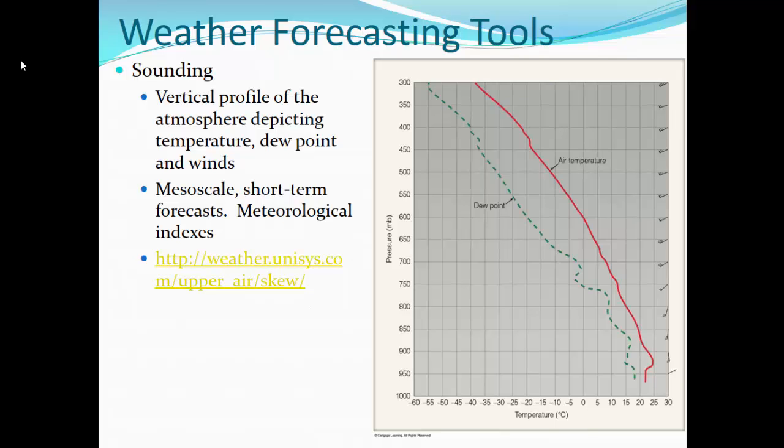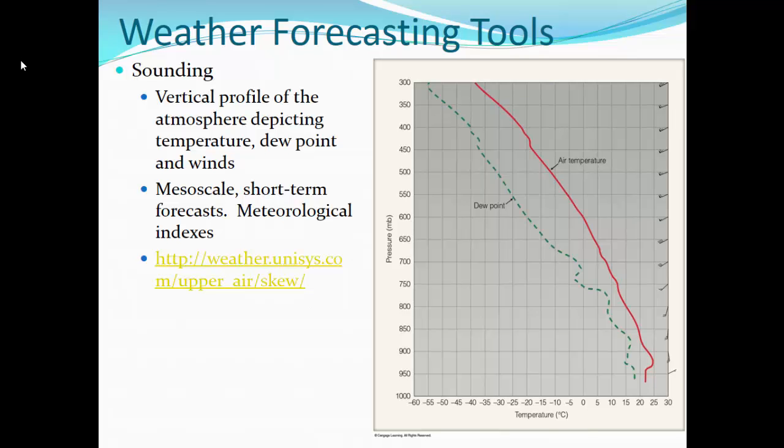And you can see that as you get higher in the atmosphere, those winds also pick up, which is typical above the frictional force of the planetary boundary layer. And then the other part of the sounding shows our air temperature and dew point. And what we see is at the surface, the dew point and the temperature are fairly close.